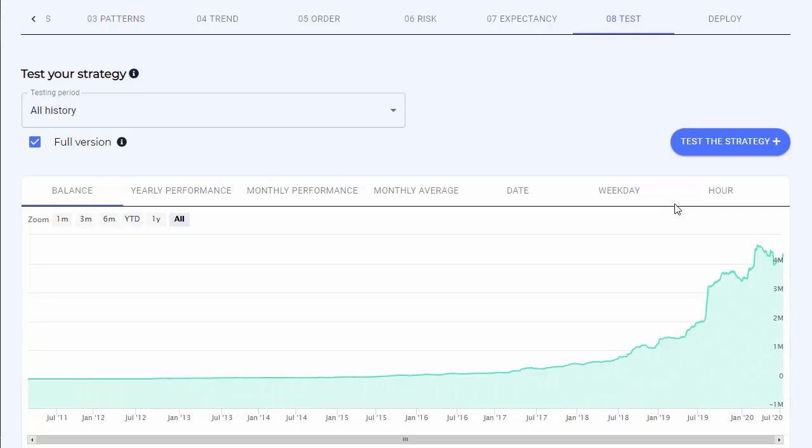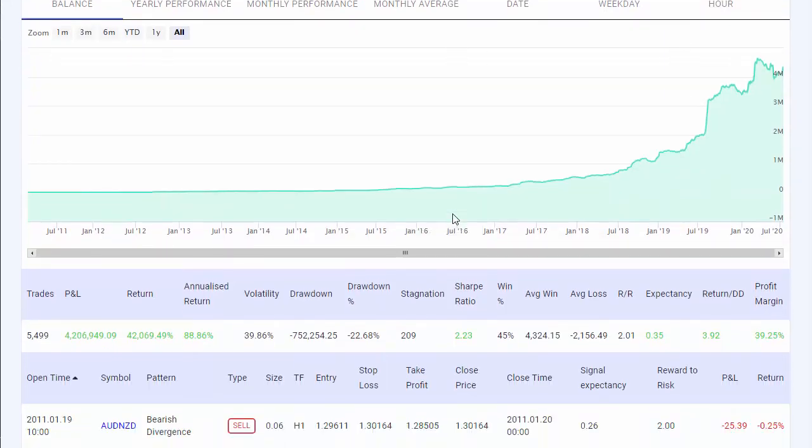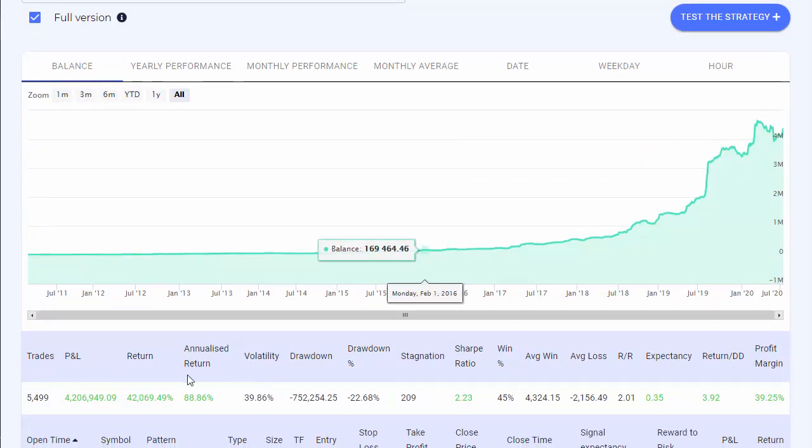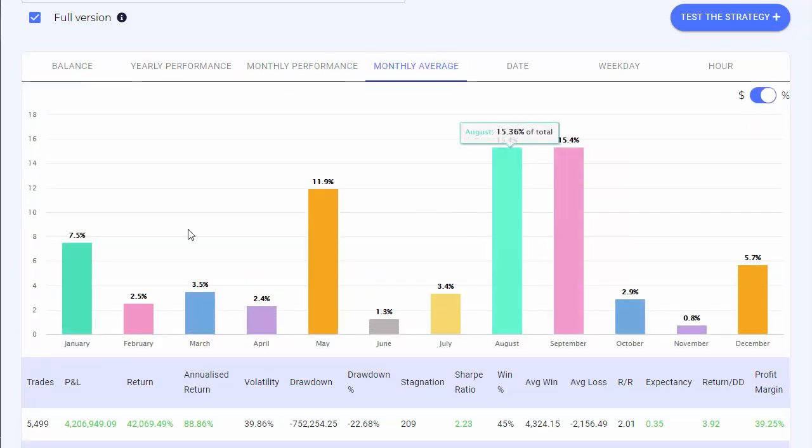And there you go. And then it gives you the equity curve. So I can now come down and say, okay, there were 5,500 trades, giving an annualized return on this back test of 88%. Volatility, it gives you your maximum drawdown over that best part of 10-year period. A very nice healthy Sharpe ratio, 45% win rate, average risk reward of 2 to 1, etc. So that's really nice. And then you get all sorts of information on monthly averages. You can look at which months of the year are the best months. There's so much data in here.